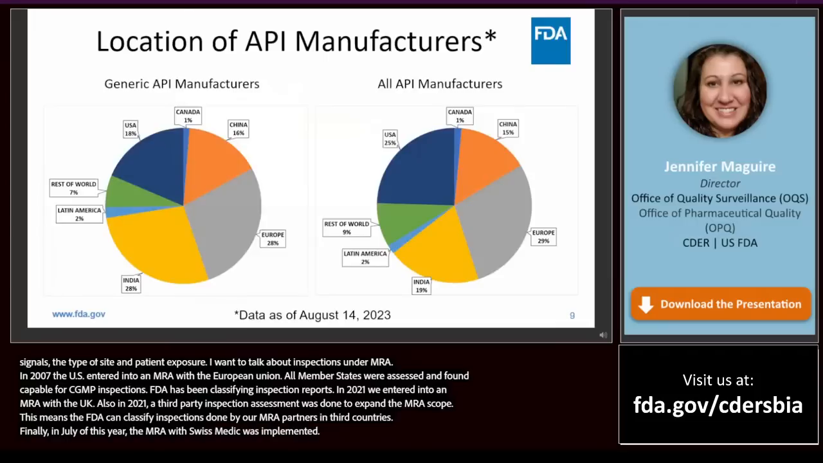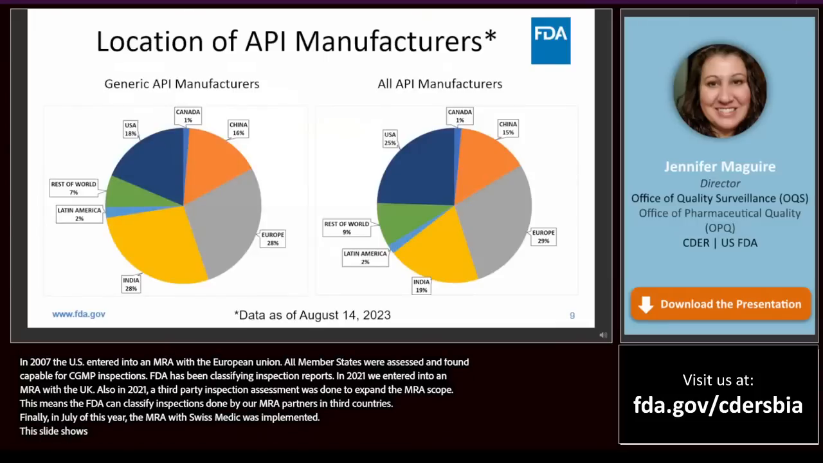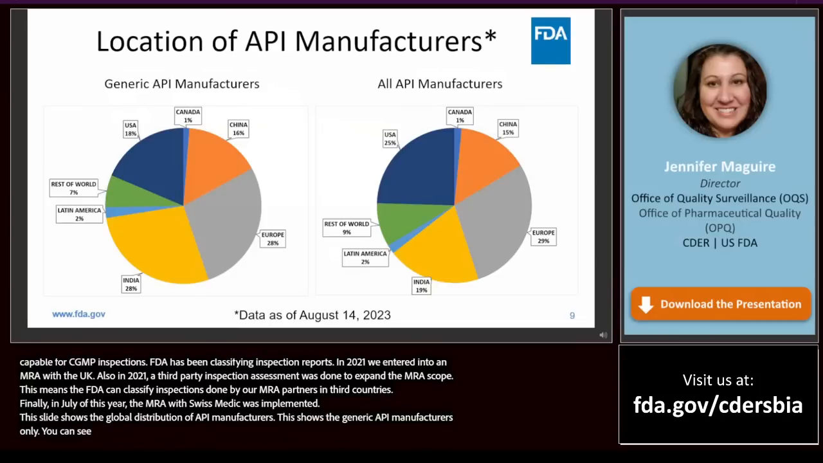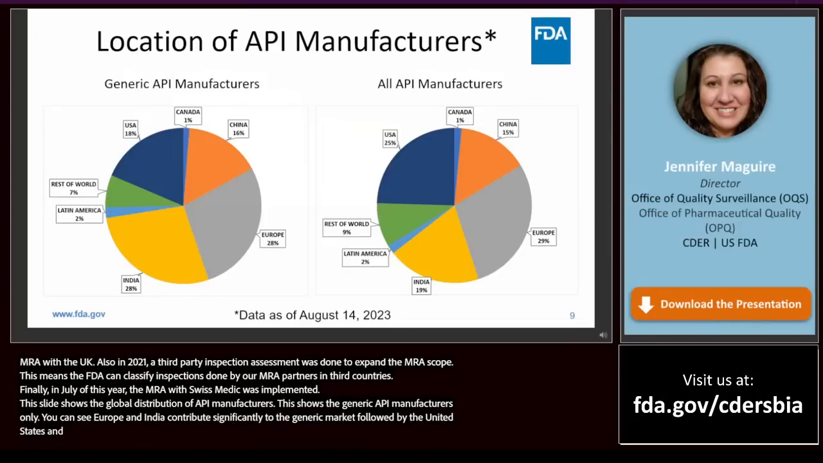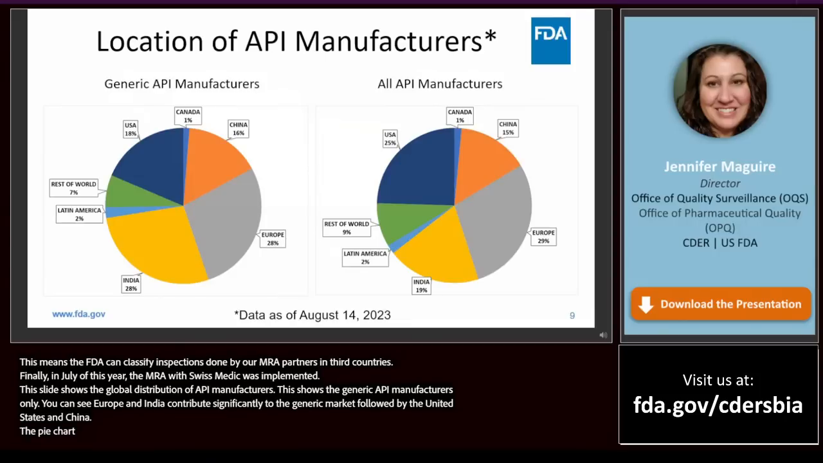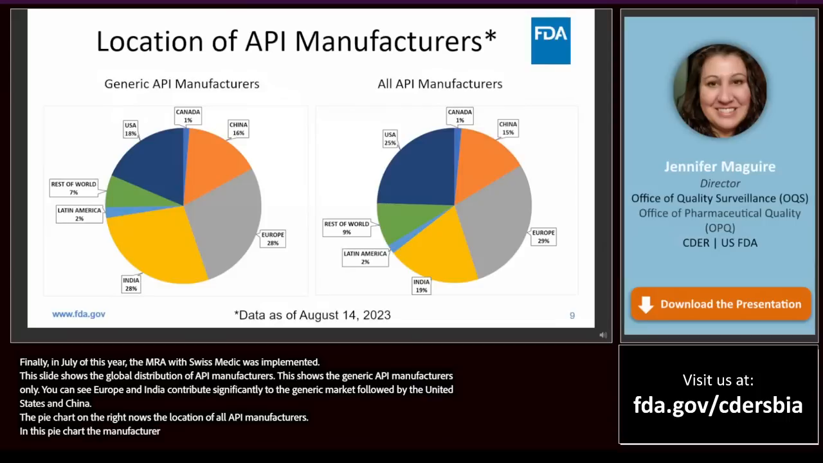This slide shows the global distribution of API manufacturers supplying the US market. The pie chart on the left shows the location of generic API manufacturers only. You can see that both Europe and India contribute significantly to the generic market, followed by the United States and China. The pie chart on the right shows the location of all API manufacturers. In this pie chart, the US manufacturing of API is greater due to the API manufactured domestically for both biological and over-the-counter drugs.